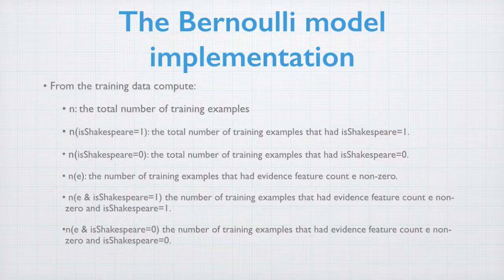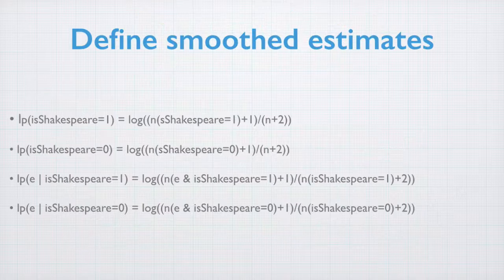The thing is, all of these quantities are mere aggregations and can be easily computed in a database, meaning that naive Bayes itself can be implemented in a database. From these fundamental quantities, we define the following smoothed probabilities.